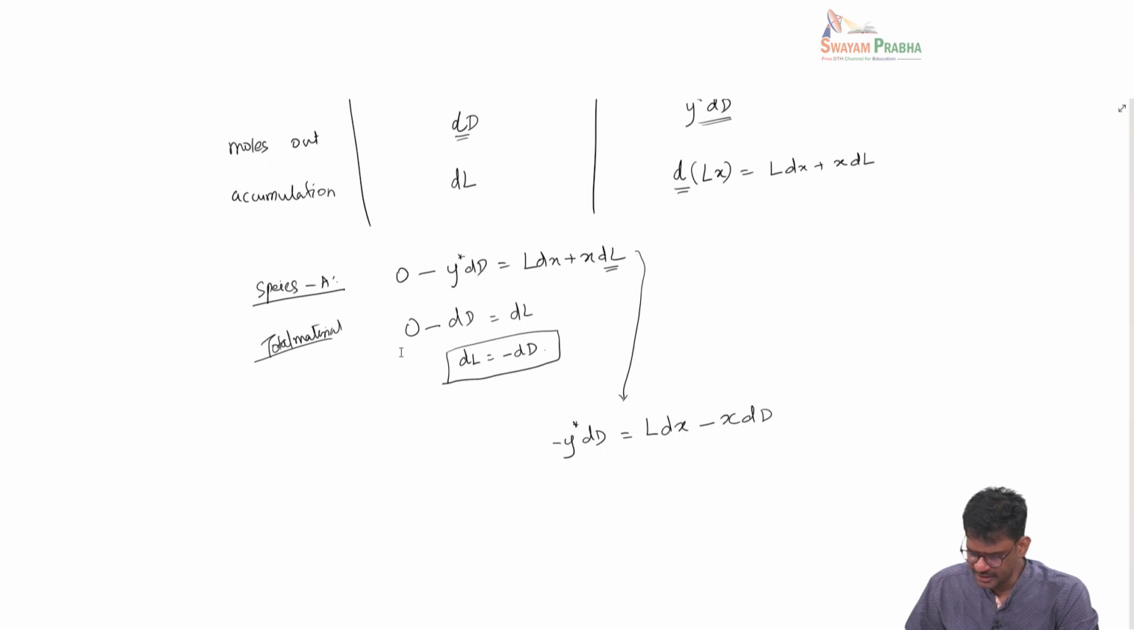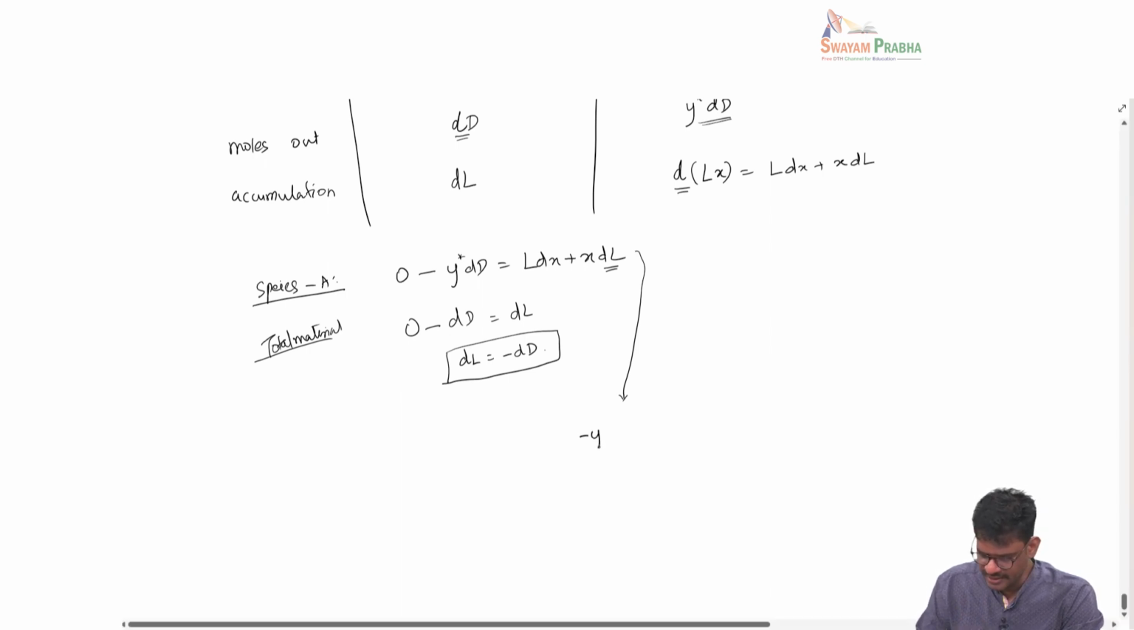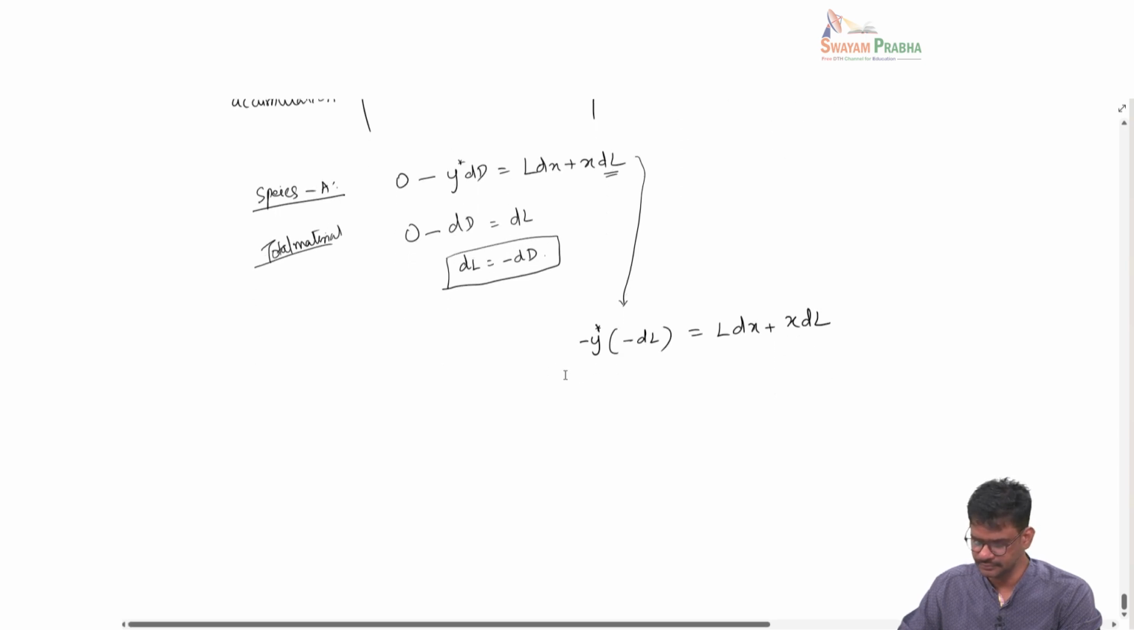Here I am trying to write in terms of dd, but I want to write in terms of dl. So let me write this in terms of dl. From here, minus y star, for dd I can write as minus dl. On the right hand side I have L dx plus x dl. I want to write everything in terms of L and dl. So if I take dl out, I will have y star minus x, that is equal to L times dx.